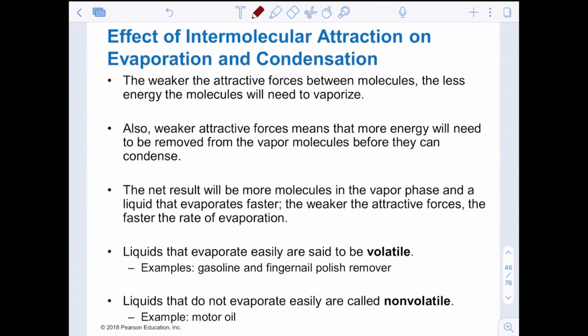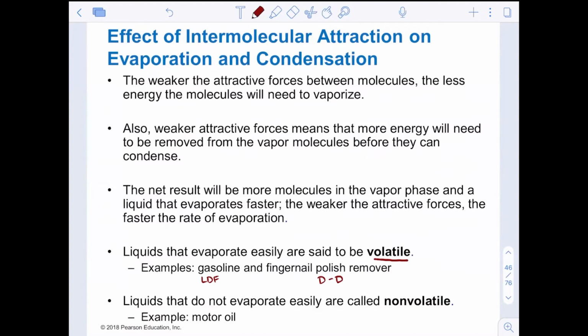The weaker the intermolecular forces of attraction, the less energy the molecules will need to vaporize. So it's easier to boil things when they are not held together strongly in the liquid phase. All right, liquids that evaporate easily are called volatile. Gasoline, because all that gasoline has in it is London dispersion forces. And fingernail polish remover, because that's acetone, we've talked about that before, dipole-dipole interactions there. Those are all volatile liquids. They're easily vaporized, all right?